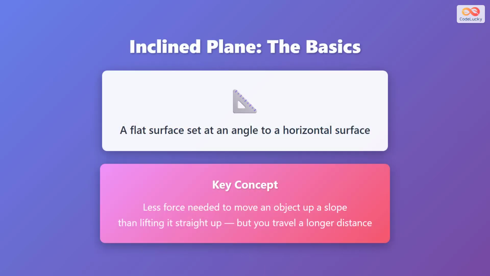An inclined plane is a flat surface set at an angle to a horizontal surface. It's one of the simplest machines, yet incredibly powerful. The key concept is that less force is needed to move an object up a slope than to lift it straight up vertically. However, there's a trade-off. While you use less force, you must move the object over a longer distance along the slope. This is the fundamental principle behind ramps, roads, and even screws.